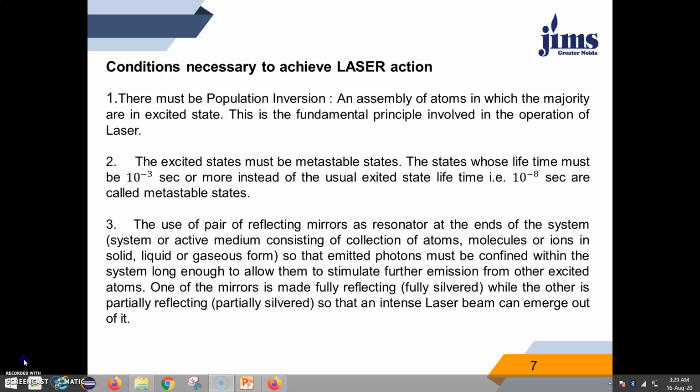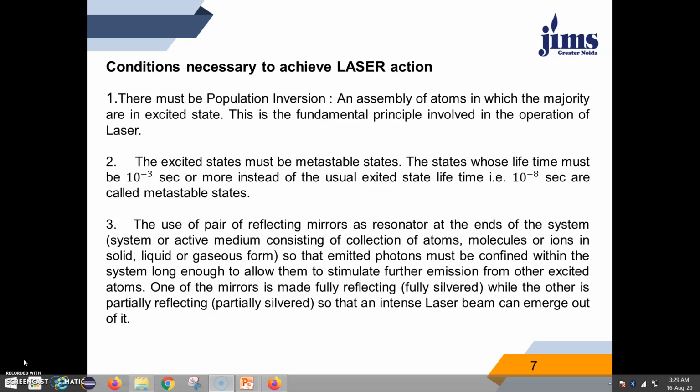Second, the excited states must be metastable states. Metastable states are those excited states whose lifetime must be 10 to the power minus 3 seconds or more, instead of the usual excited state lifetime, that is 10 to the power minus 8 seconds. So these excited states whose lifetime is 10 to the power minus 3 seconds or more are called metastable states.